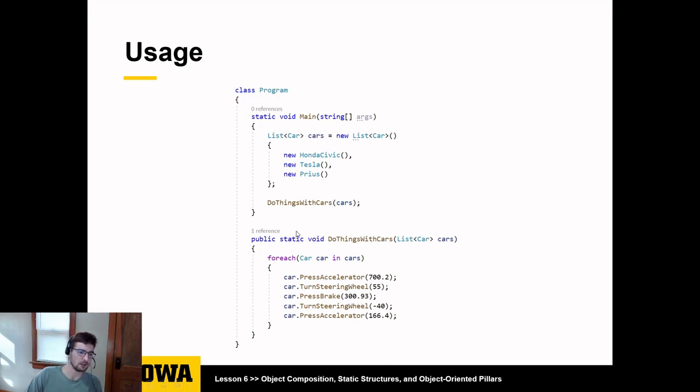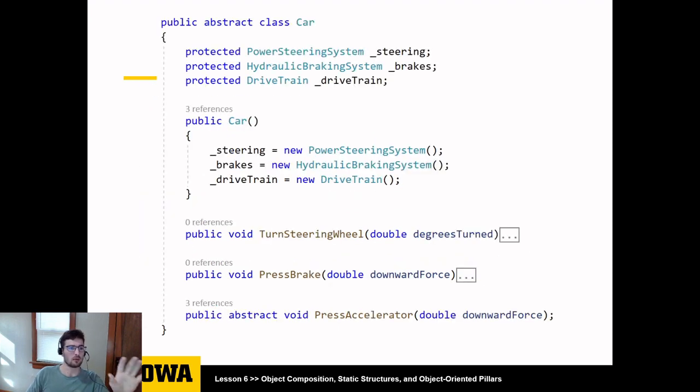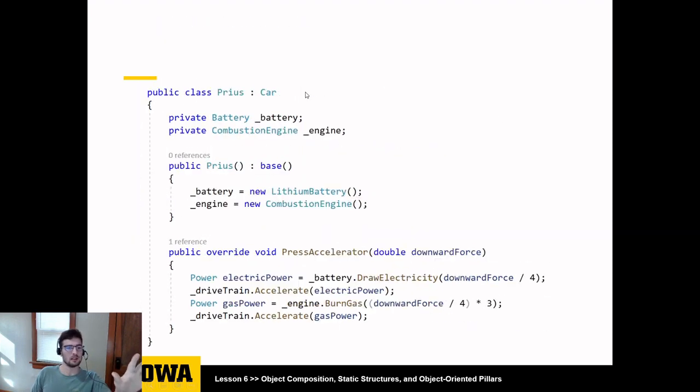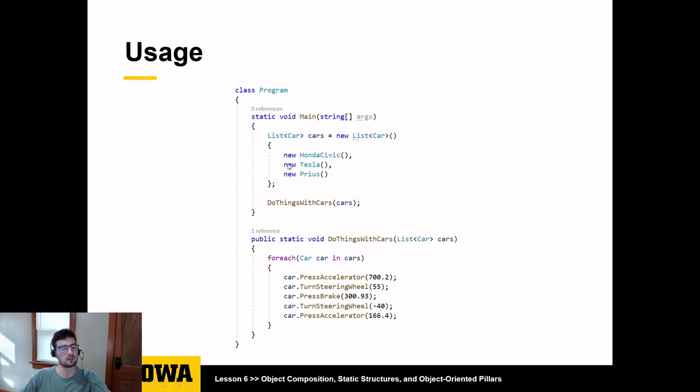So, we have a foreach loop, and we're looping through every car. Even though all the cars are different, we can still execute the same instructions here. Press the accelerator, turn the steering wheel, press the brake, turn the steering wheel, press the accelerator, right? Because we have this abstraction defined, right? This is where we define the abstraction. We can use the different types of cars interchangeably in our program. Okay, that's it.